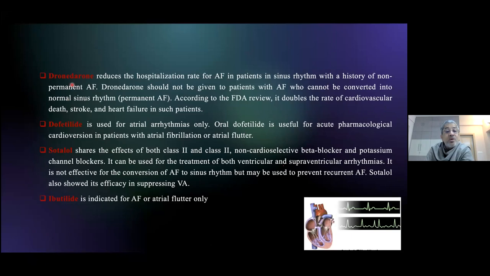Then the other drugs. Dronedarone is a drug which is similar to amiodarone with less thyrotoxicity and better tolerability, but now it is not available because the FDA review showed it doubles the rate of cardiovascular death, stroke, and heart failure in some patients who have permanent atrial fibrillation who cannot be converted. So for paroxysmal AF, probably this may be better than amiodarone. But again, paroxysmal AF may be intermittent or frequent AF, and then it can produce a cardiovascular problem. That's why dronedarone is still a theoretical drug. Dofetilide is being used for pharmacological cardioversion of AF.